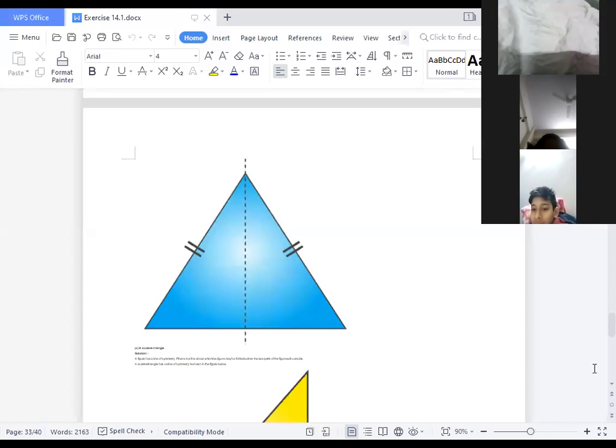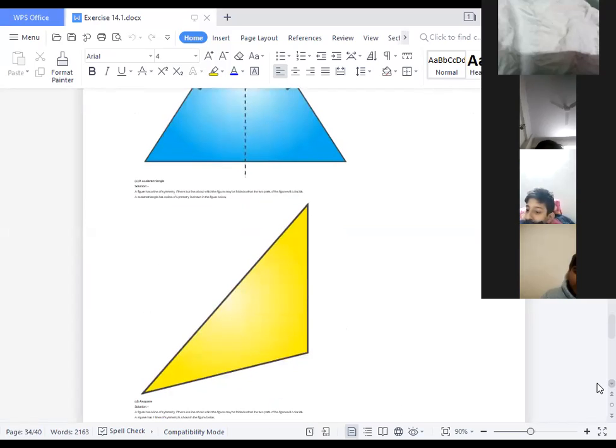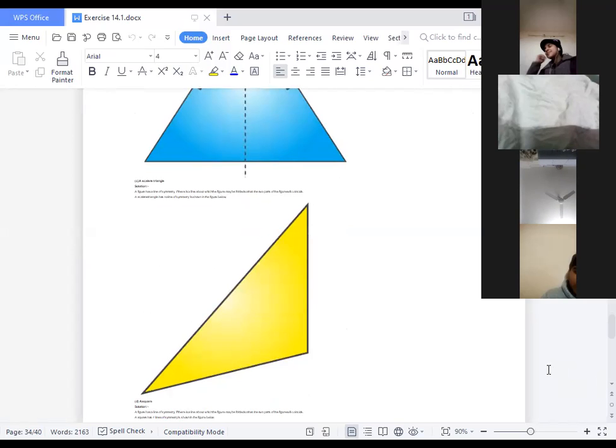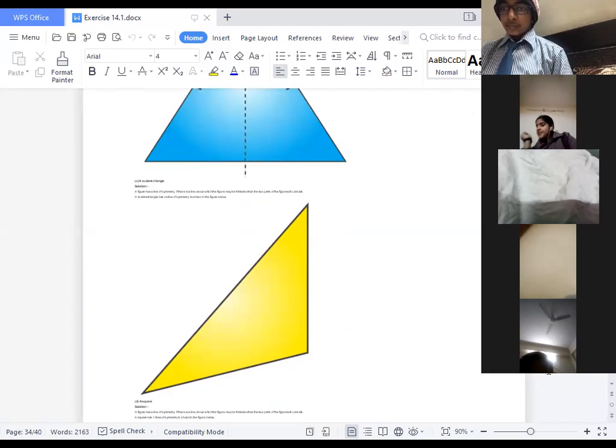A scalene triangle. In a scalene triangle, all the sides are unequal, so no line of symmetry will be passing through it. Draw a scalene triangle whose all the sides are unequal, and no line of symmetry will be passing through it. Haryanshi, start drawing it in your notebook.